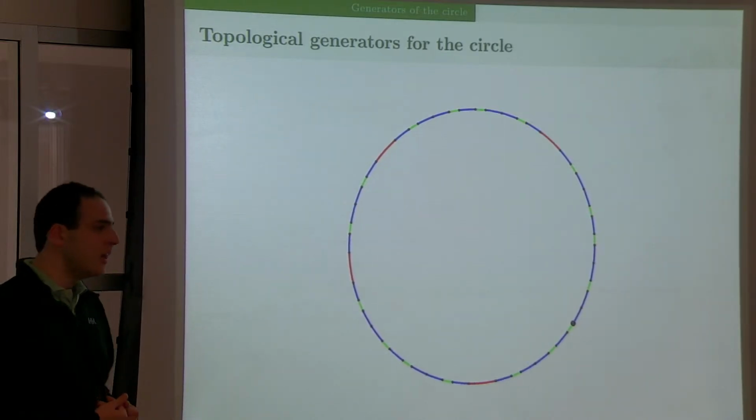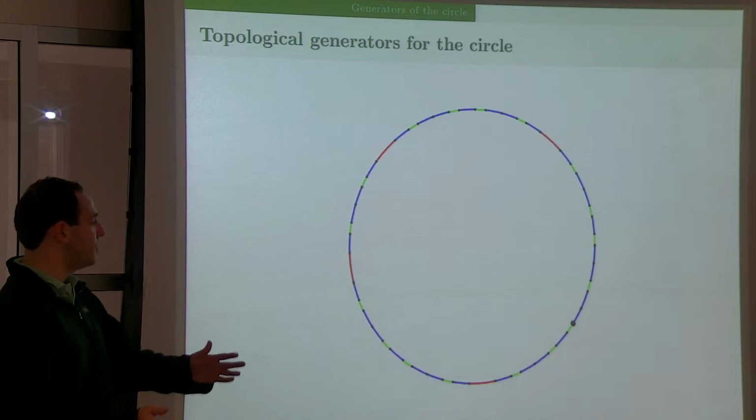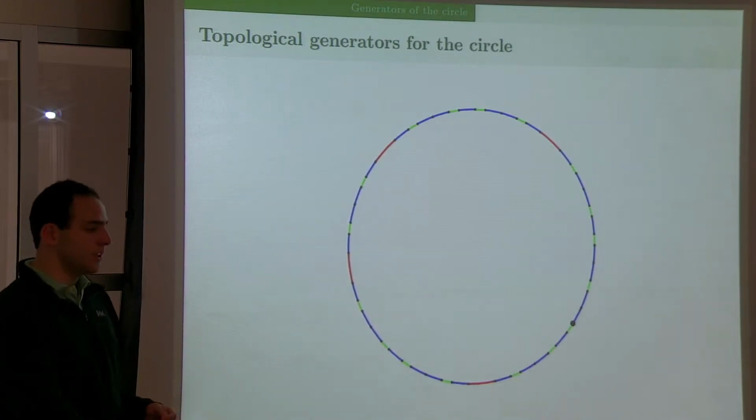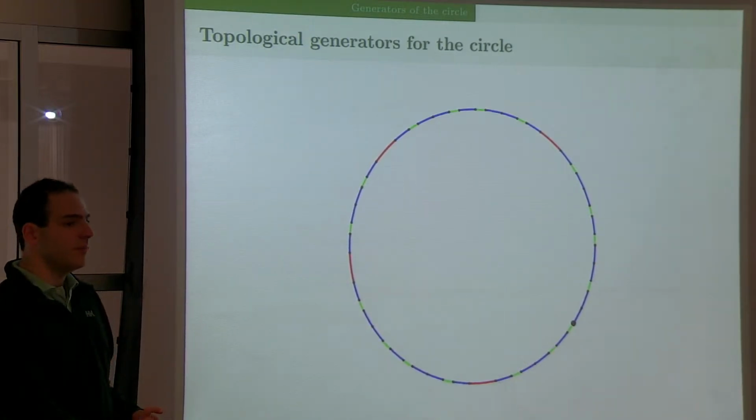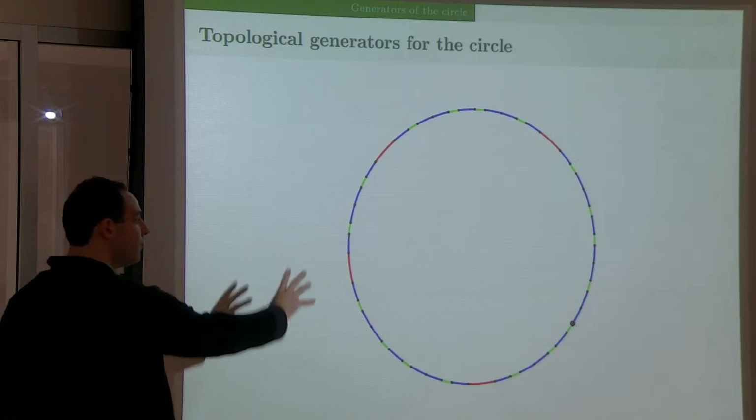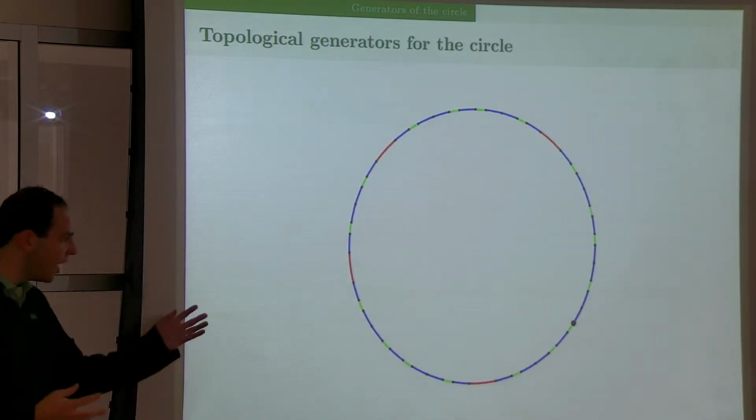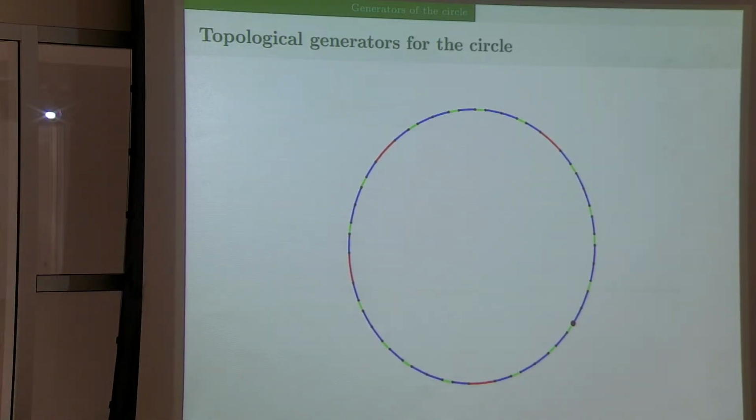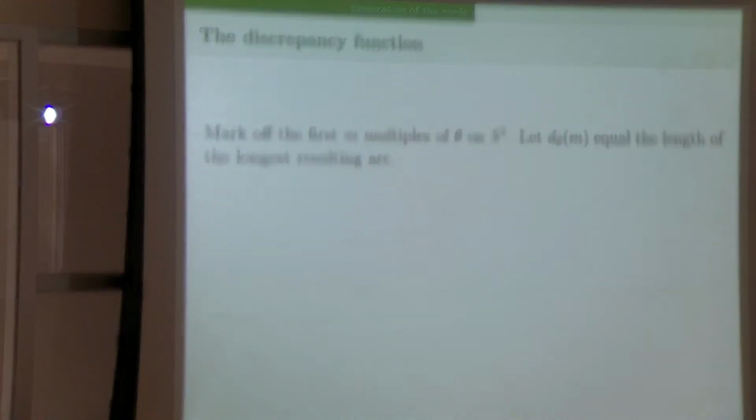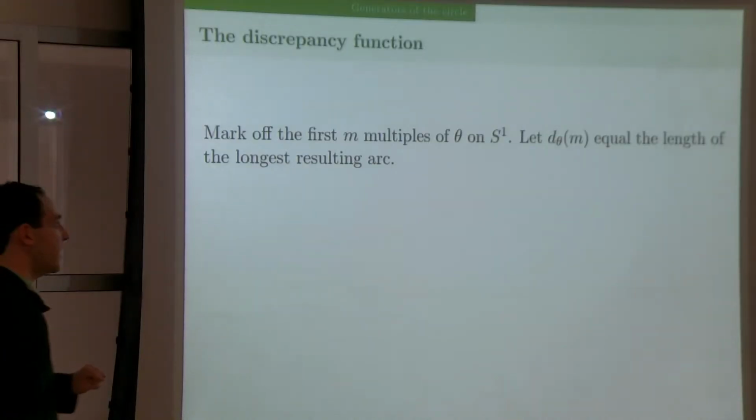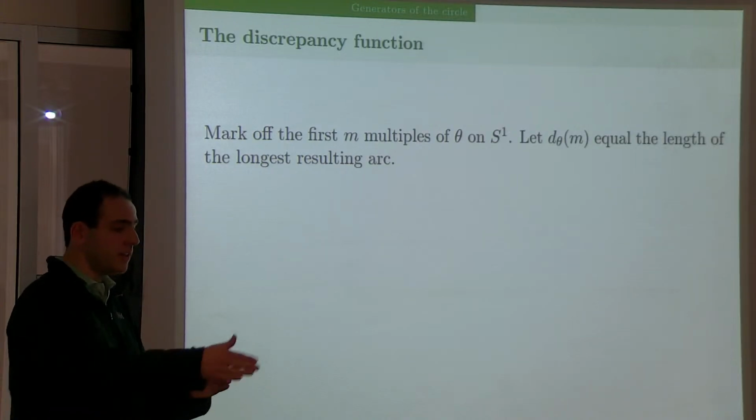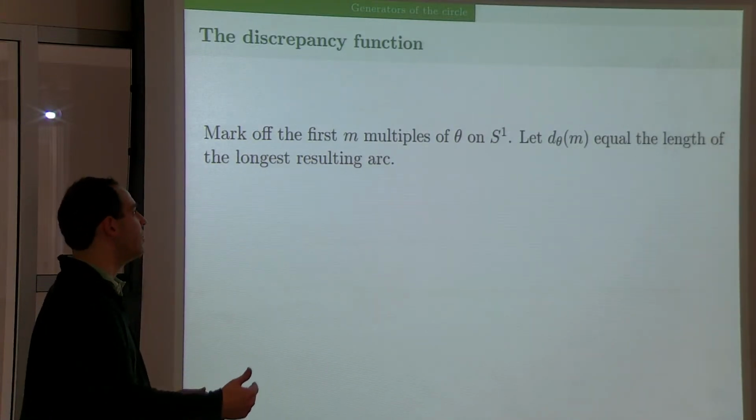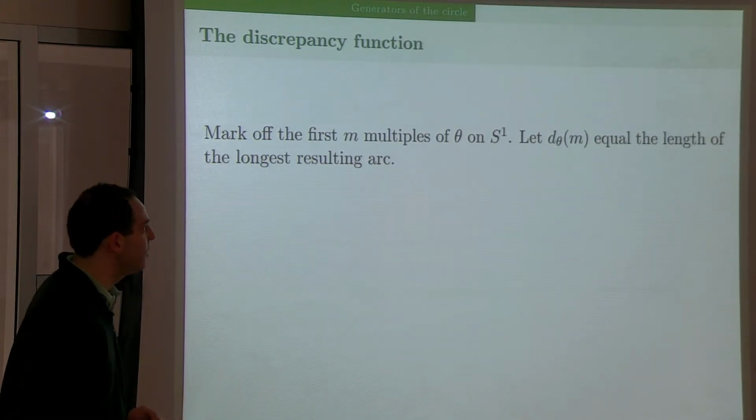Exactly. And this is because if we were just tracking one multiple to the next, it would just be the same length every time. Right? But there's this weird behavior because of the wraparound, because everything exists mod 1. So that's what d theta is capturing. It's when we mark these off on the circle and allow for the wraparound, what's the longest resulting arc?